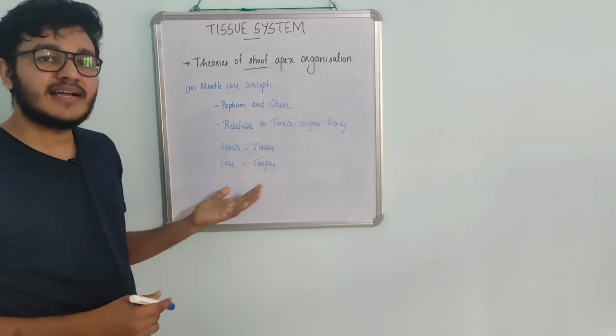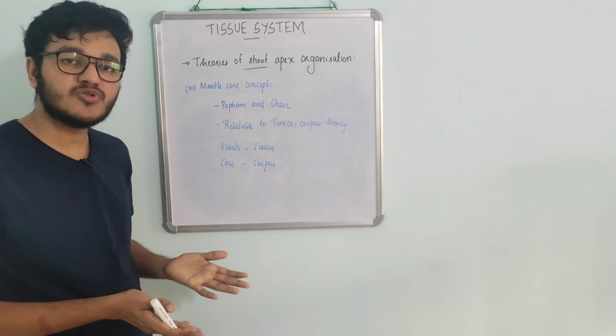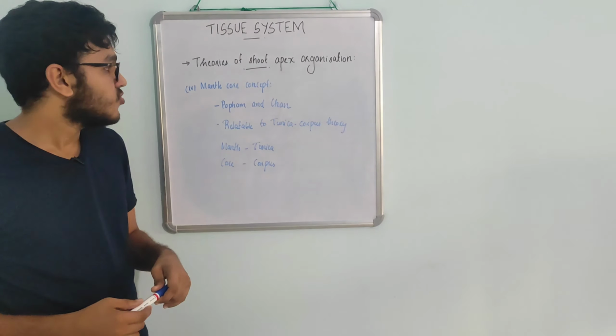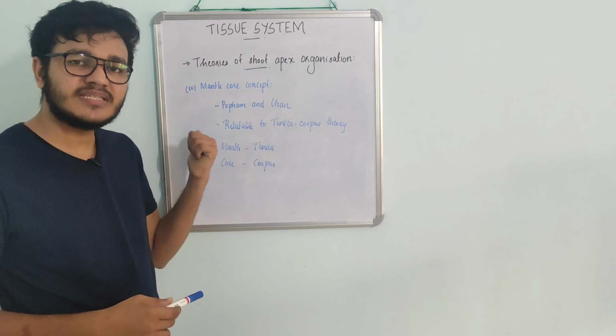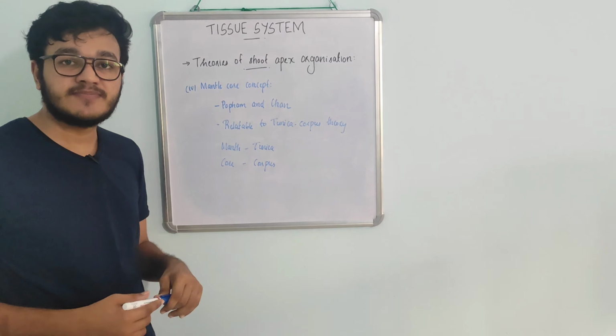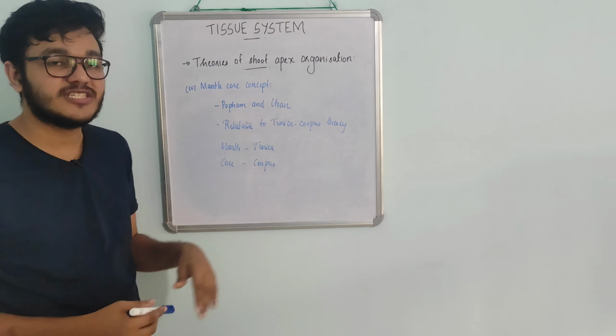So the mantle is actually the tunica and the core is actually the corpus. The mantle forms the outermost zone and the core forms the central zone, just like tunica and corpus. So that's all we have to focus on in the mantle core concept. I'm mentioning this theory because sometimes in entrance exams this name might be asked, so you can relate it to this two-zone apex organization.